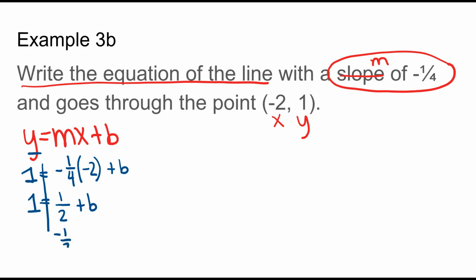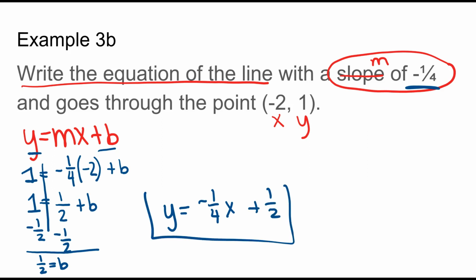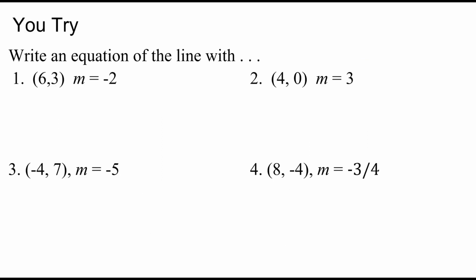We're going to subtract 1/2 on both sides. Use your calculator. Don't be scared of fractions. And we get 1/2 is equal to b. Y equals our m, negative 1/4, x, plus 1/2. Go ahead and give these 4 examples a try. Pause the screen and press play when you're ready to see the answer and my work.